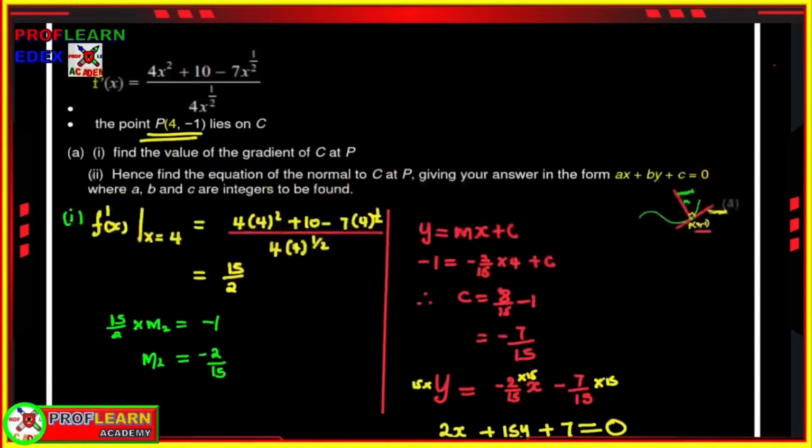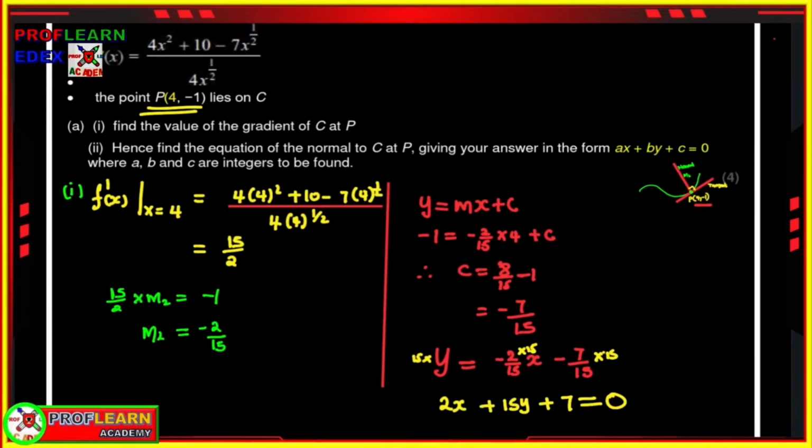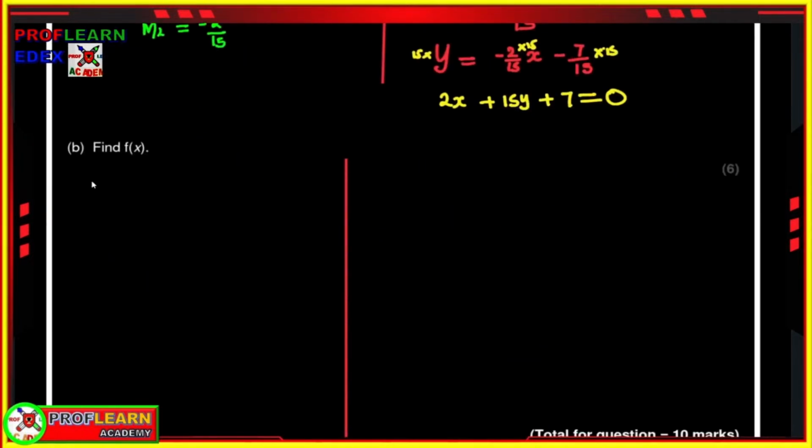The next part is to find the function f of x. Remember, we were given f prime of x. To get f of x, it means we are going to do integration. Now, before we integrate, we need to rearrange this equation that we have here so that it's simplified, so that we can perform the integration that you've learned in P1. So this one needs to come down here.